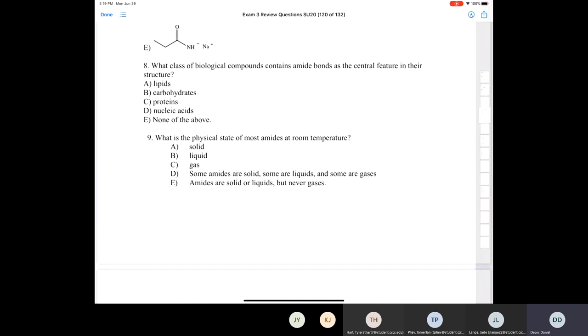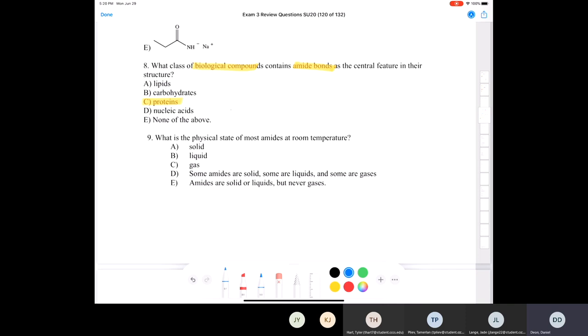It says, what class of biological compounds contains amide bonds as a part of their central feature? Who could tell me that? Which one of these biological compounds contains amide bonds as a central feature in their structure? Yeah, absolutely. It's peptide bonds, or sorry, C. Yeah, you said C, peptide bonds, which is proteins. Okay, so proteins are actually all held together by peptide bonds.